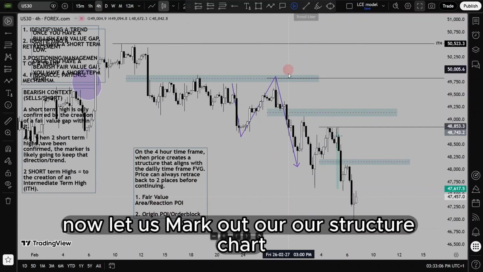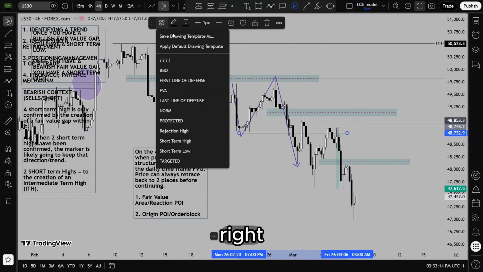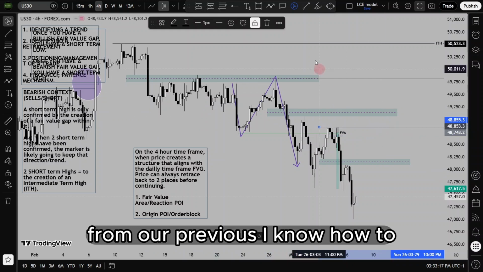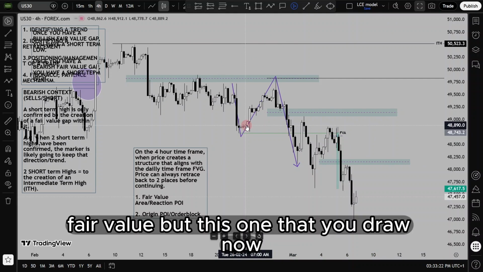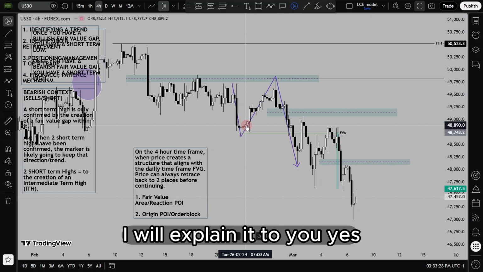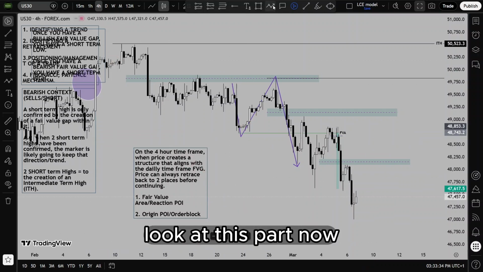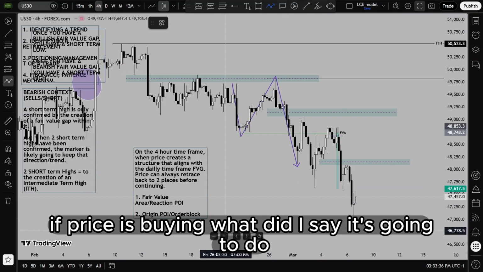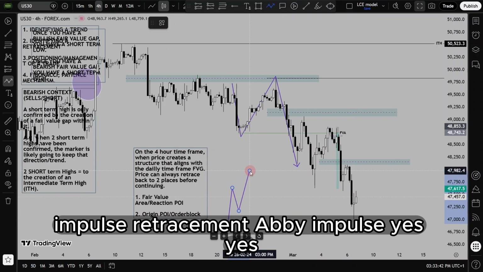Now let us mark out our structure chart. We have our fair value area over here. You know how to pick your fair value areas, right? From our previous class. I know how to identify a fair value gap, but how am I supposed to draw the fair value area to this end? I will explain fair value area to you. Look at this part now. If price is buying, what did I say it's going to do? It's going to create impulse, retracement, impulse, retracement.